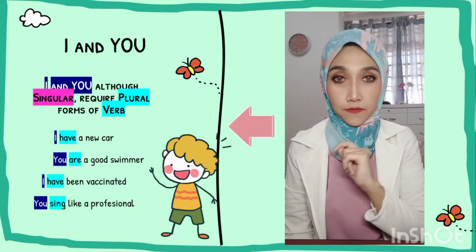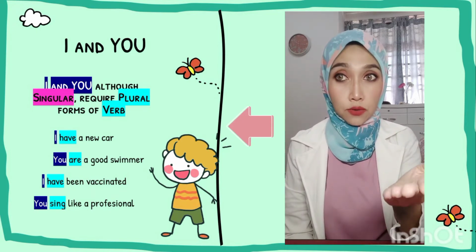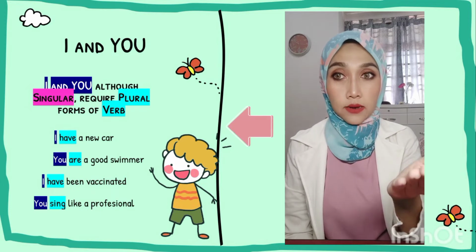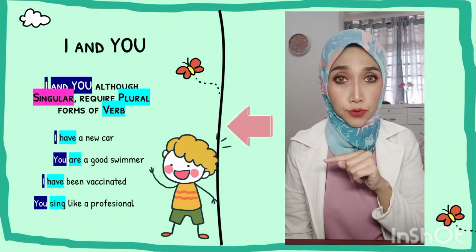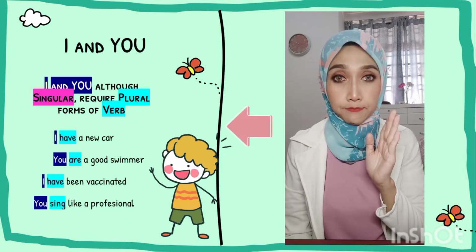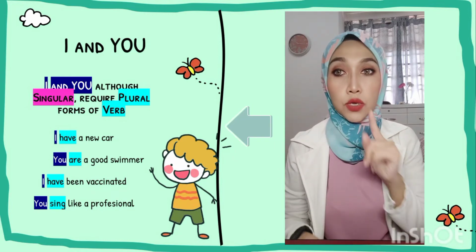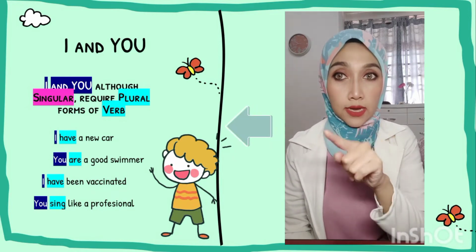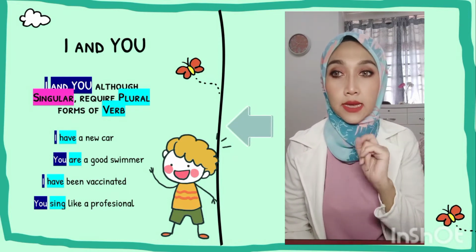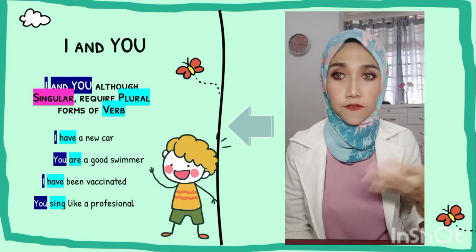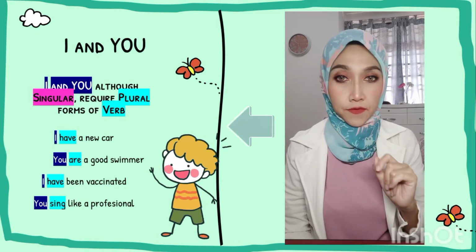Okay, plural verbs. Next, you are a good swimmer. You, definitely you is a singular subject, right? But we cannot use "is", even though you is a singular subject. "You is a good swimmer" is wrong. So, you are a good swimmer. It requires plural verbs. Okay? "Are" is a plural verb. Remember that. Okay, I have been vaccinated. Have again for I.